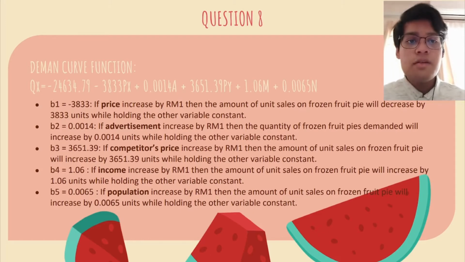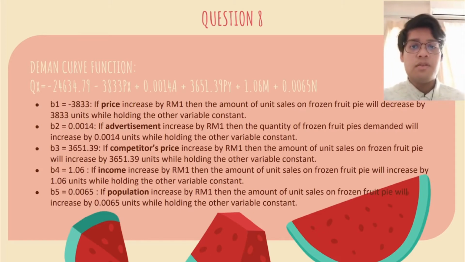Okay, for question 8, in our case we have 5 independent variables, which are price, advertisement, competitors' price, income, and population. Each of these variables has its own coefficient value, which indicates the strength of the relationship between the variables. The higher the coefficient value, the stronger the effect on the quantity demanded. If the coefficient is near 0, it means there is little effect on the regression line.